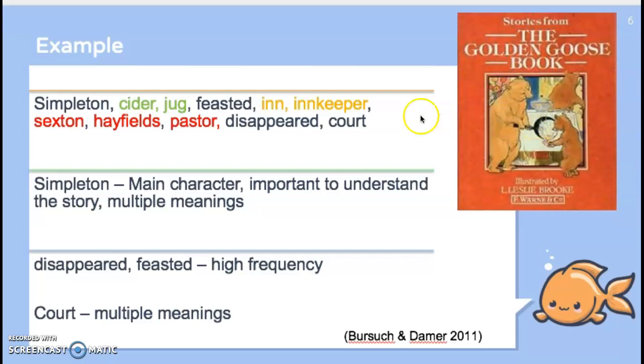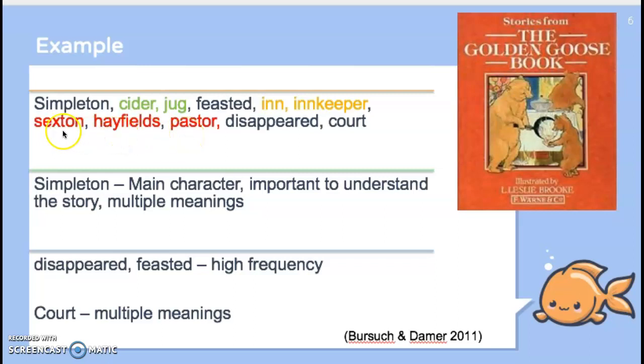So in this particular text, we have all these words that the author suggested. Now, would I use all those words? That might be overwhelming. So let me try to figure out which are the 2 that I want to pick. So I look at these words and I look at cider and jug. Well, these are words that the students already know, so I probably won't be investing time in teaching them directly. Words like inn and innkeeper, I could probably use context to explain, so I'm not going to directly teach those words. Sexton, hayfield, and pastor.